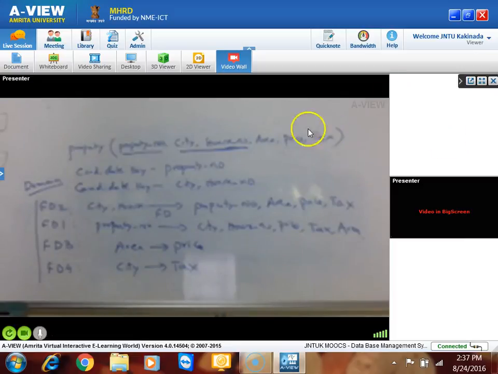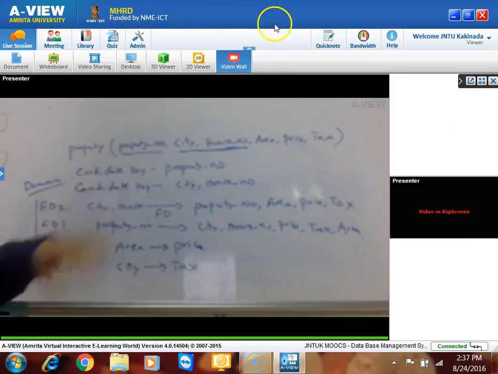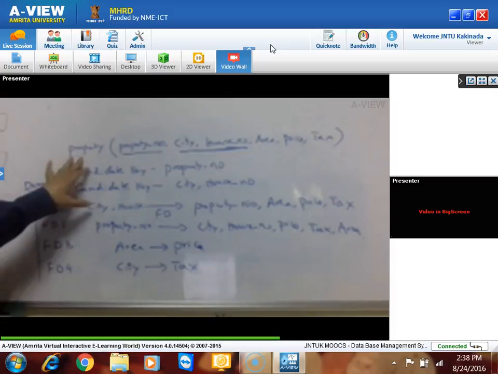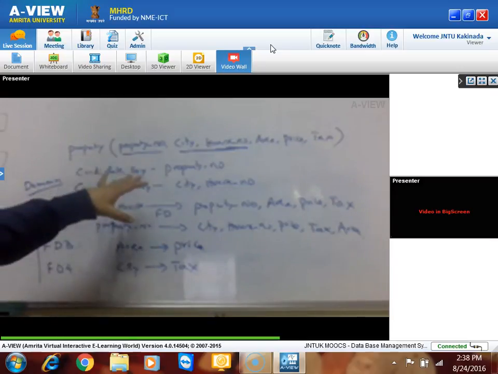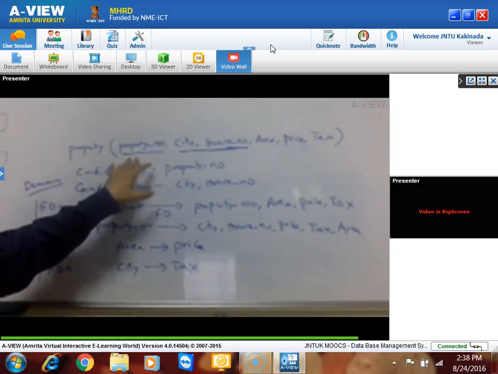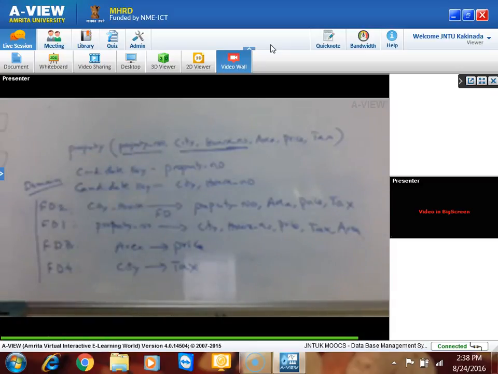This is what we mean by functional dependencies. Functionally, one attribute depends on the other attribute. So if one attribute determines functionally the other attribute, there are two tuples: if we agree on one attribute, we agree on the other attribute.